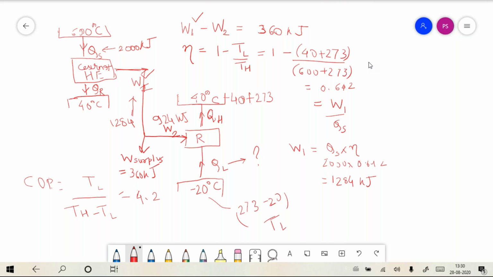Once you get 4.2 as the COP, you know that the refrigerating effect upon work is the COP, and hence you will get the required answer QL. So find out the required answer QL.